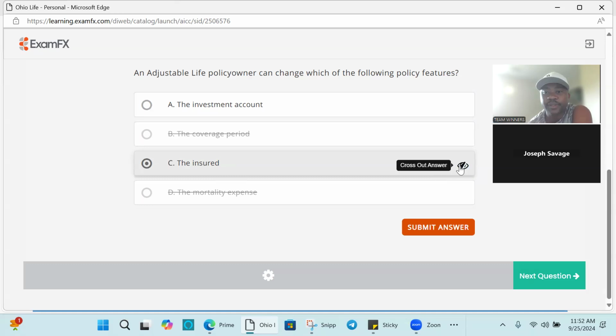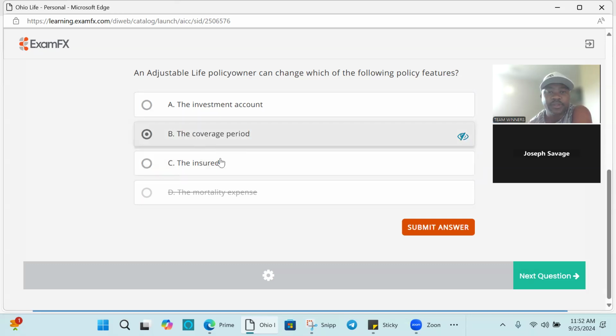An adjustable life policy owner can change which of the following policy features? How about the coverage period? Hey, I can change it from a 10-year term to a 20-year term. Okay.